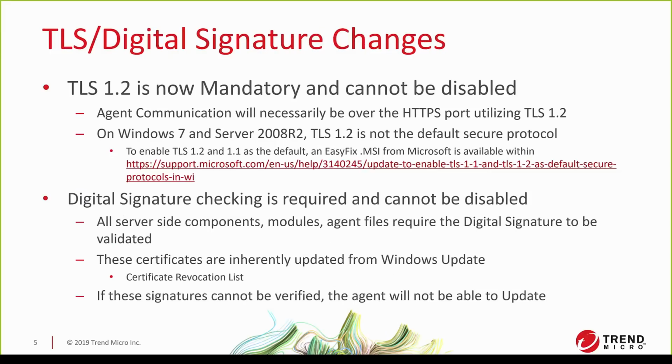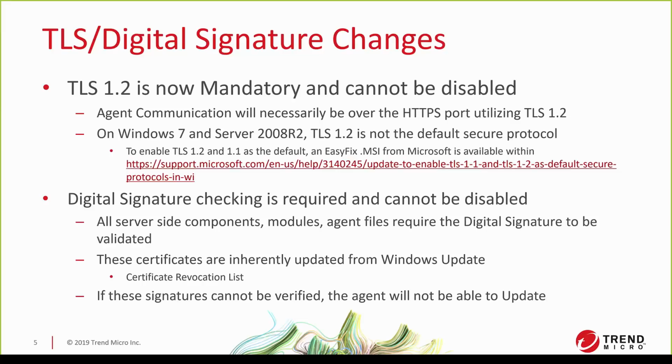One of the biggest changes, at least communication-wise, that is likely to affect your environment is TLS 1.2 is mandatory and it cannot be disabled. So this means that necessarily the agents will communicate over the HTTPS port. So on Windows 7 and 2008 R2, for example, TLS 1.2 and 1.1 were not the default secure protocols that they communicated on.